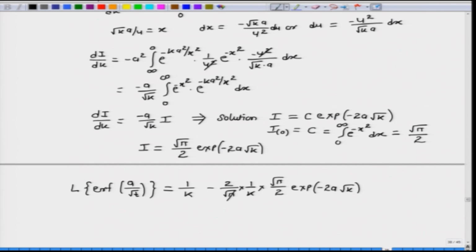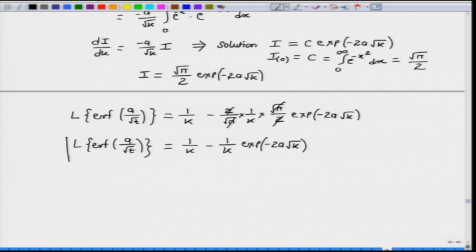So, this root pi by 2 and 2 by root pi will cancel and we get Laplace transform of error function a by root t should be equal to 1 by k minus 1 by k exponential minus 2a root k.